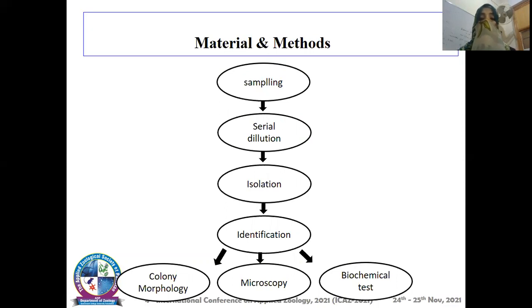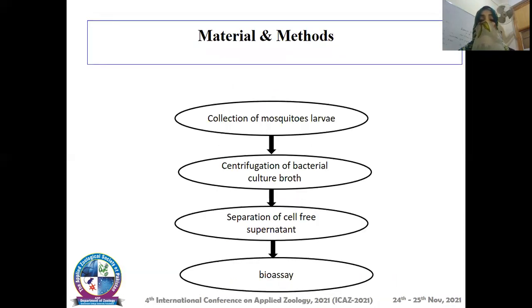Materials and methods. The first step of my research was sampling. So I collected 7 to 8 samples of soil from the local fields of Kohat. Then I made serial dilutions of each and every sample. After that, I inoculated the serial dilutions on media and incubated for 24 hours. For identification, I identified those isolates through colony morphology, microscopy, and biochemical tests, and after that, I molecularly identified those strains as well.